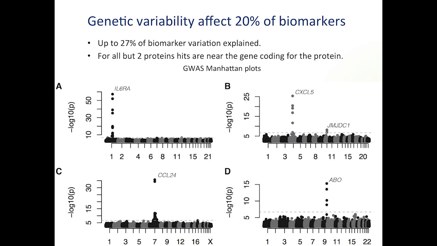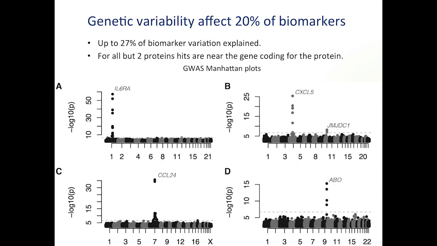So each of these is one GWAS, but then we went through all the proteins, of course, and found that quite a few of these proteins are affected by genetic variation. In general, genetic variation is affecting about 20% of the biomarkers, and in some cases a very large fraction of the variation can be explained by these genetic variants. In this case, it's almost 30%, almost 1/3 of the variation we're seeing between individuals can be explained by a single genetic variant occurring at some frequency.